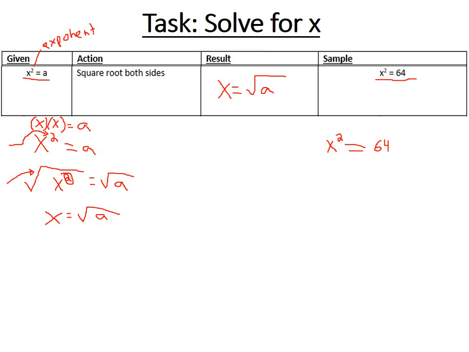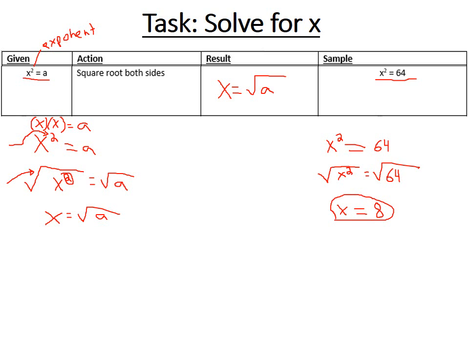So the opposite of squaring is square rooting. So we do the square root of x squared is equal to the square root of 64. So square root of x squared is x, is equal to square root of 64. If you put that in your calculator or do it in your head, you get 8. So x is equal to 8.